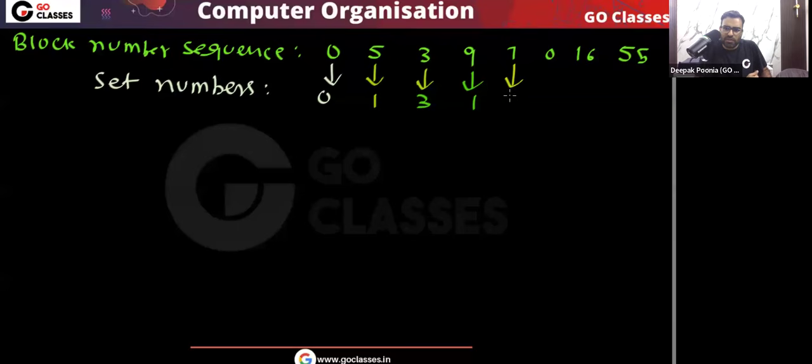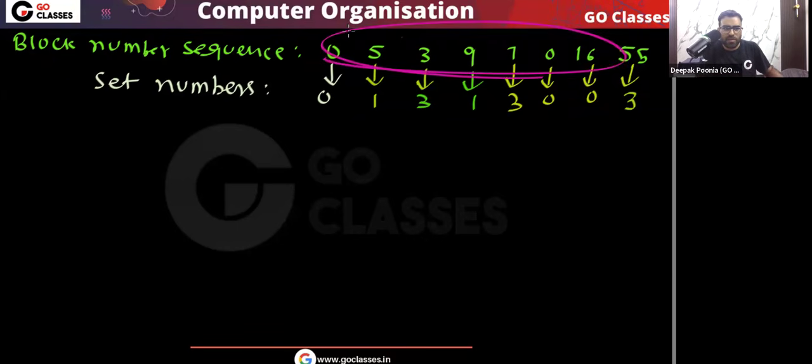This block number 7 will map to set number 3, then set number 0, set number 0. And what about this 55? You divide by 4, so it will map to set number 3. Yes or no? Very simple. So these are the set numbers to which these blocks will map.